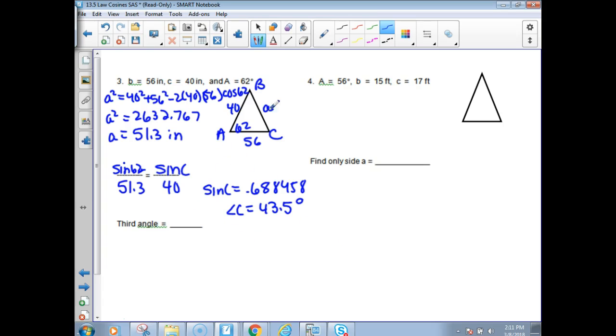So we're going to find the third angle. In this case, it will be angle B. So do your triangle angle sum theorem: 180 minus 62 minus 43.5. Okay, and when I did that, I have 74.5 degrees.